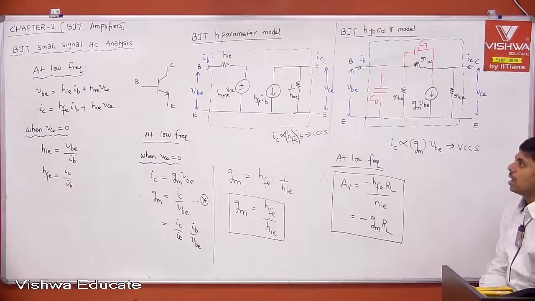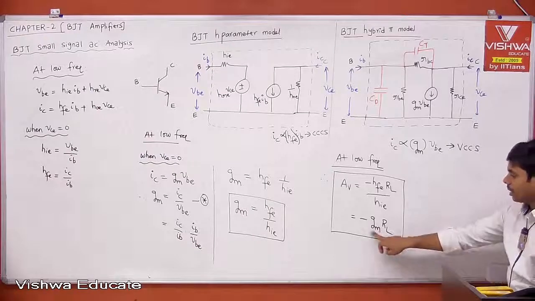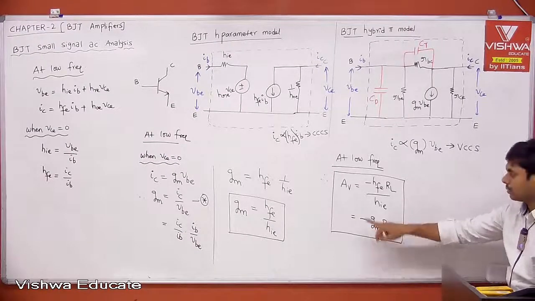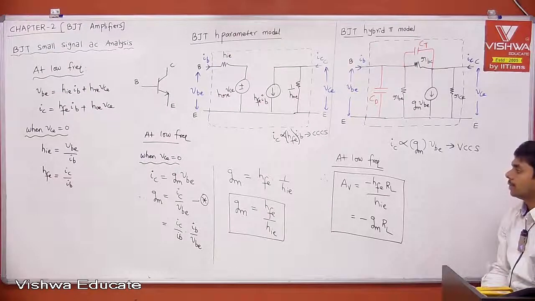See, all these things are important with respect to knowledge, and at the same time problem solving also. Because directly we will not give h parameters in the examination. And if directly or indirectly gm is known to you, then we can calculate voltage gain even though you don't know h parameters. Okay, fine.